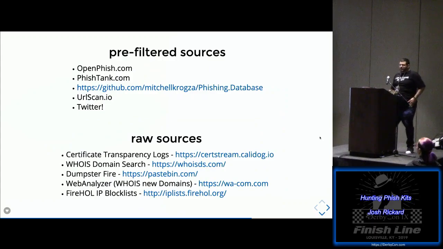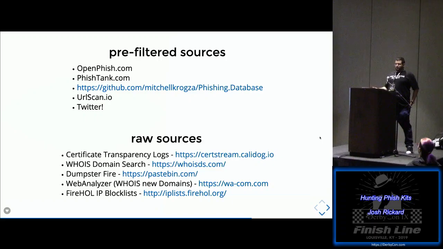When you're hunting for these kits, there's a bunch of different ways, depending on your scope. If it's just your organization, use your own reported phishing messages. If not, then you want to get some pre-filtered sources or just raw sources. There's a bunch of them: OpenPhish, PhishTank, URL, Twitter. There's also a really cool GitHub project called phishing.database. You should go check it out. There's a bunch of emails or a bunch of links in there.